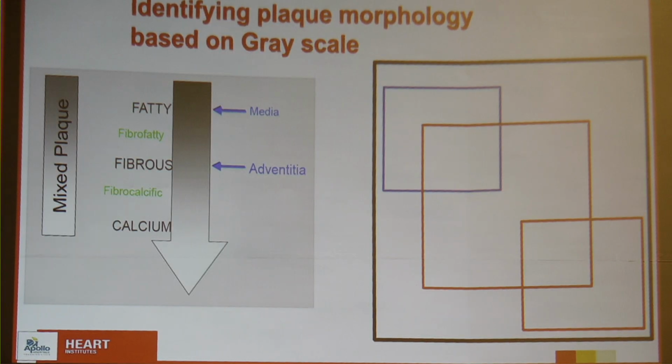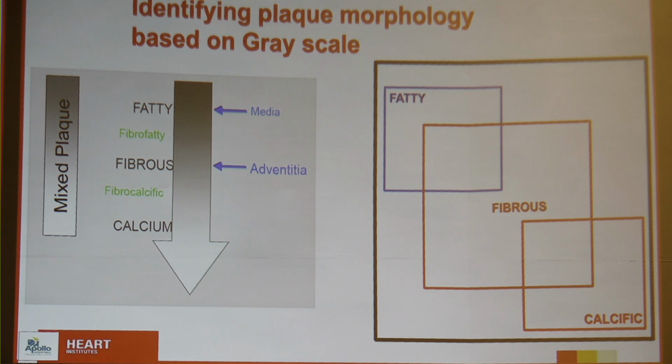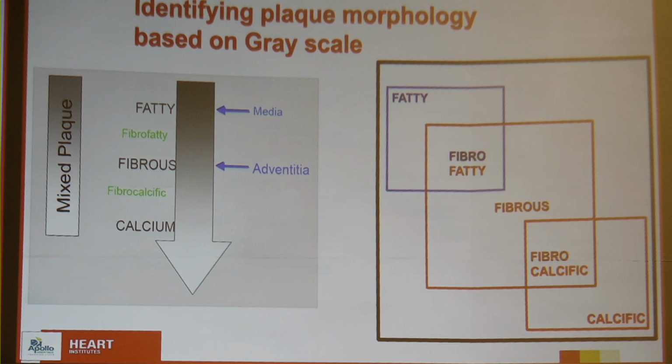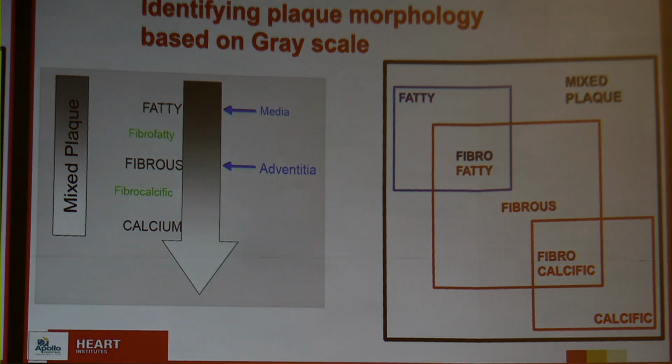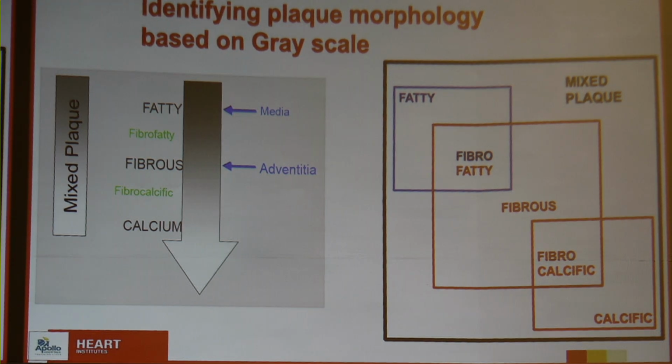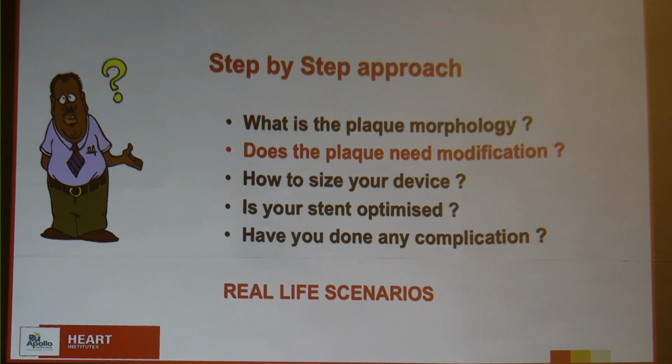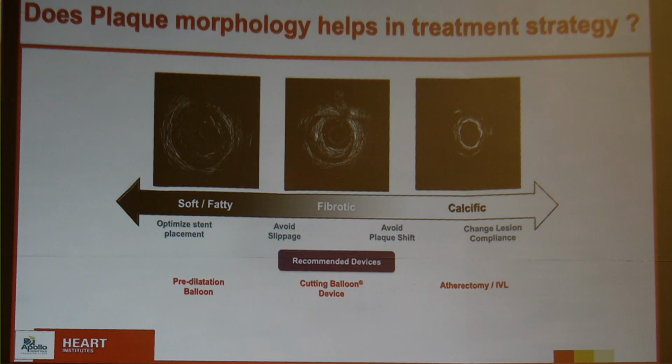After this, if you see the gray scale, there are 3 types of plaque, as I said: the fatty, fibrous and calcific. Plus there may be a combination of fibrofatty, fibrocalcific or a mixed plaque. So first step is to classify what is the type of plaque. Then you go to the next step: does this plaque need modification? Now what do I mean by modification?